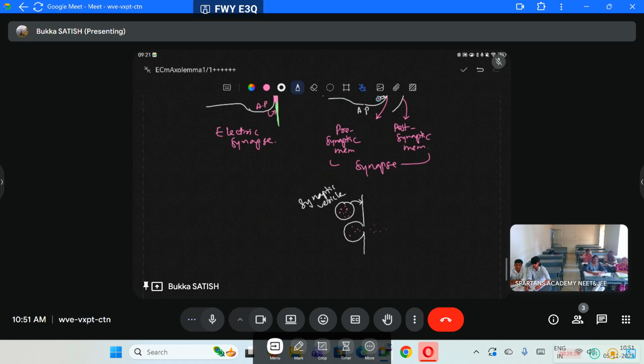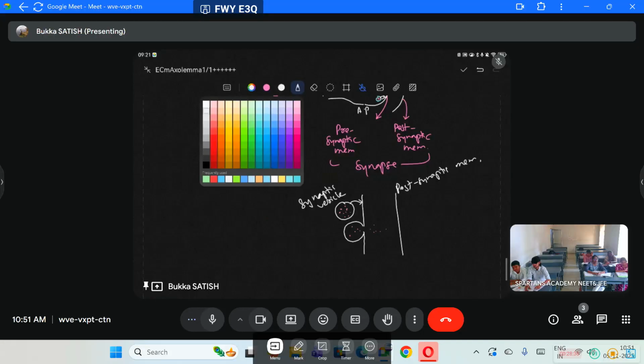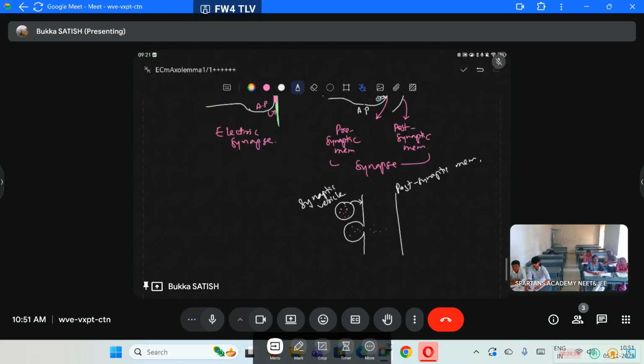After this, what is there? The postsynaptic membrane. In the postsynaptic membrane, there are receptors. Okay, so these neurotransmitters will go and bind with this.